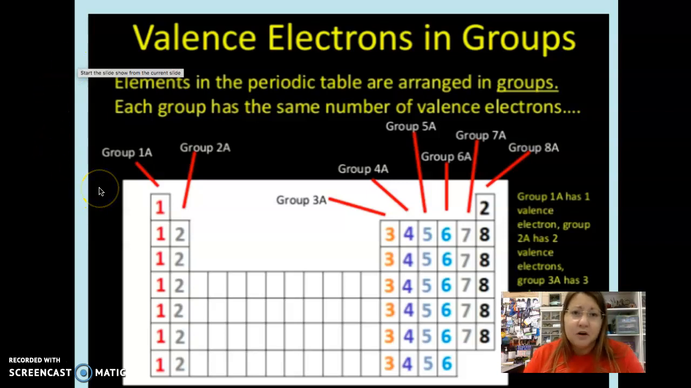If we look at our example of sodium and chlorine using this periodic table, sodium is an alkali metal, so it is found in group 1. So it's going to have 1 valence electron. And then on this side, we have chlorine in group 17. So it has 7 valence electrons. So that's why those like to combine together, because 7 plus 1 equals 8.